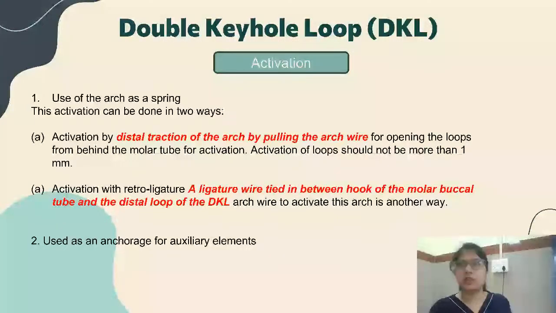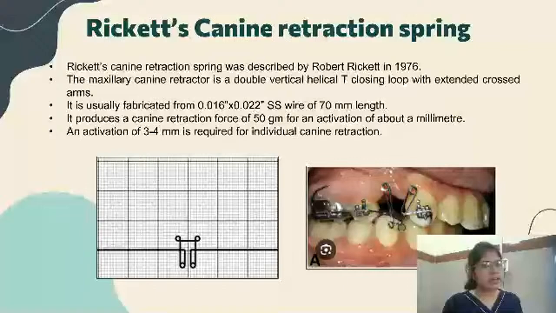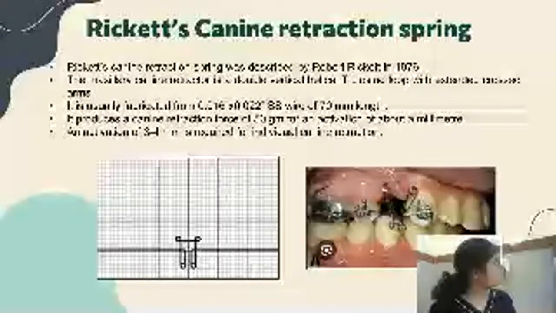Then next is Ricketts canine retraction spring, Ricketts arm. It is usually fabricated from SS wire of 70 mm length. It produces a canine retraction of a millimeter. An activation of 3 to 4 mm is required for each individual canine.